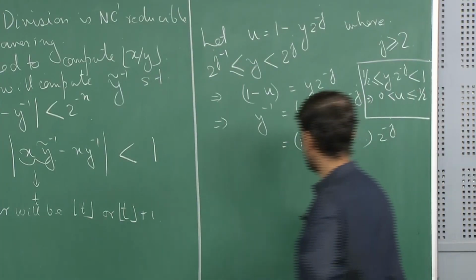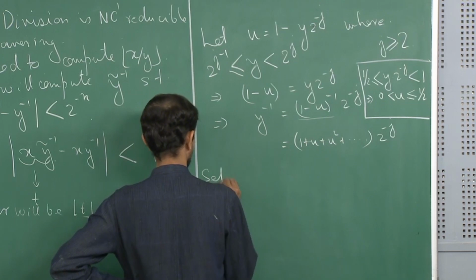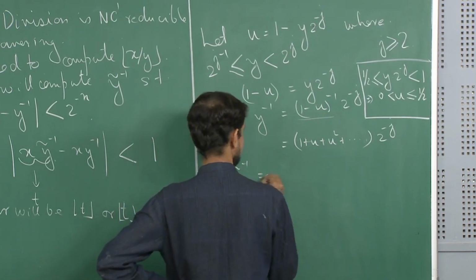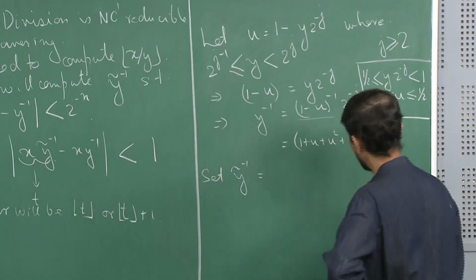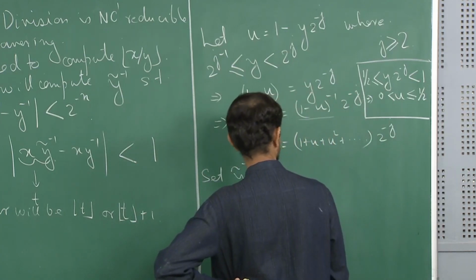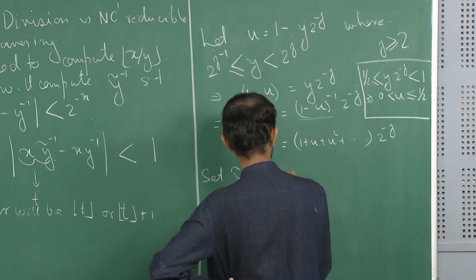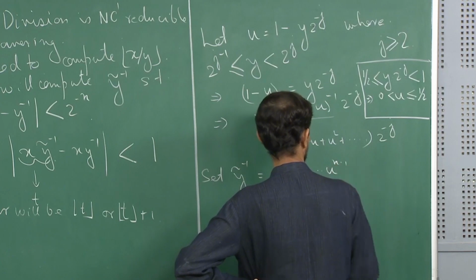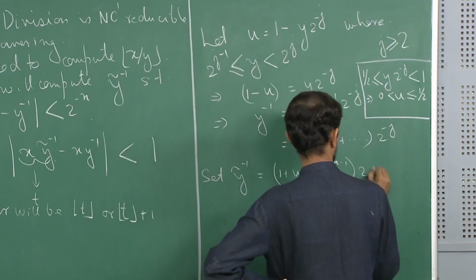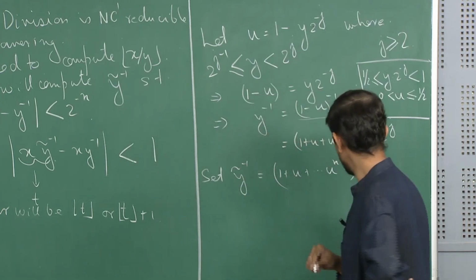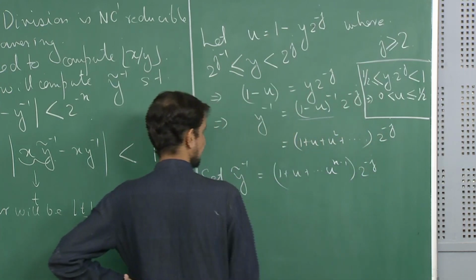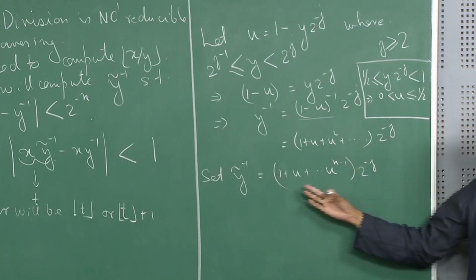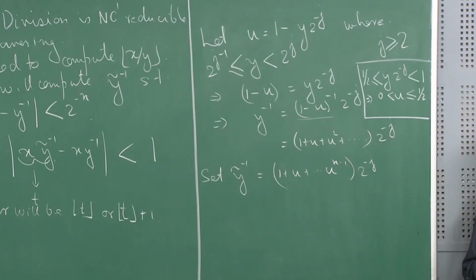So, now what we do is that we will set y tilde inverse to be the first n terms of this series. So, it is 1 plus u plus up to u to the power n minus 1, into 2 to the power minus j. So, this is going to be our approximation of y inverse. Now you can see where we are using powering. Essentially we are using powering to compute these powers of u.